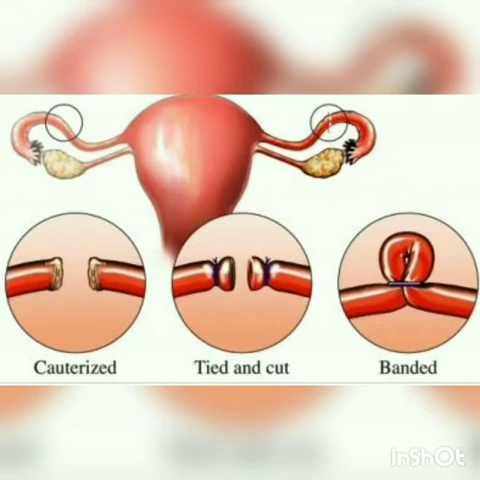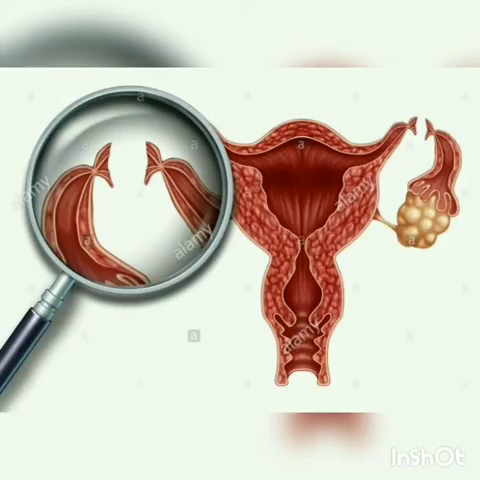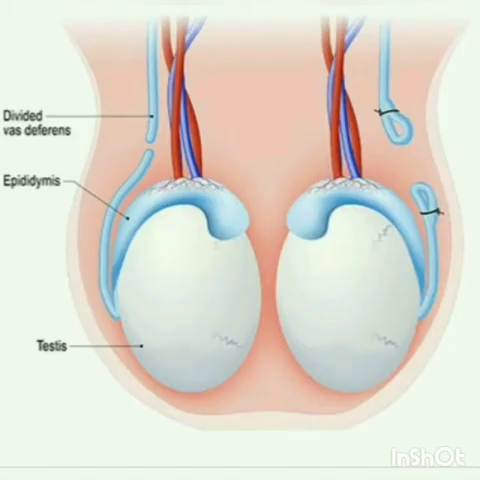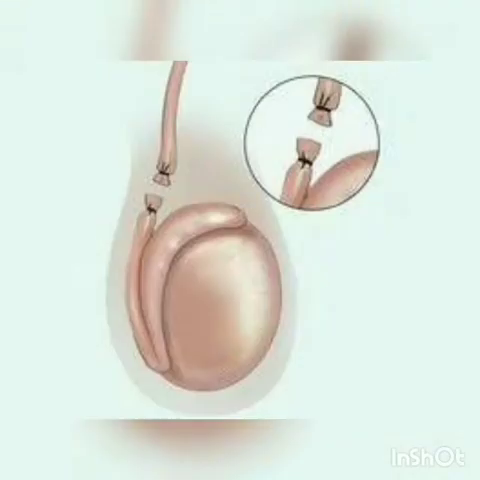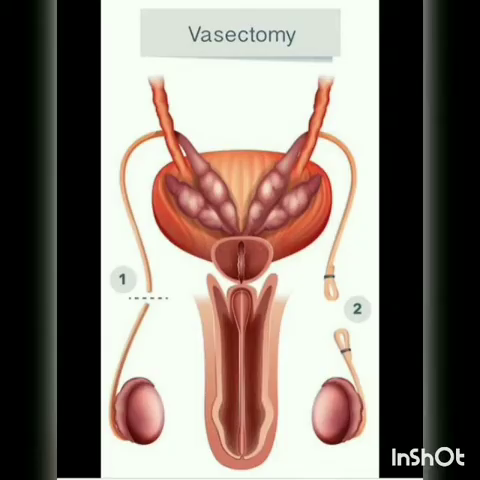In this procedure a small portion of the fallopian tubes is cut and tied up through a small incision in the abdomen or through the vagina. Next, vasectomy is the male sterilization method. In this procedure the vas deferens is cut and tied through a small incision on the scrotum to prevent the entry of sperm into the urethra. So vasectomy prevents the sperm from heading to the penis, as the discharge has no sperm in it.